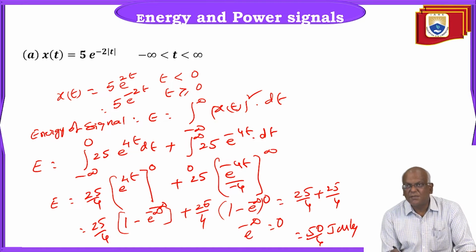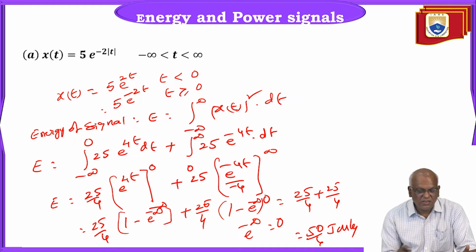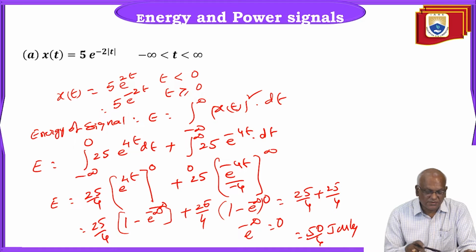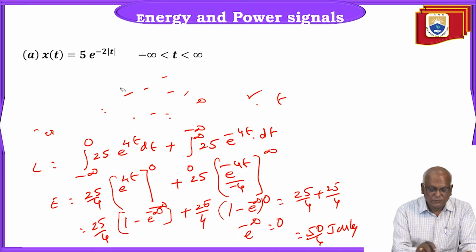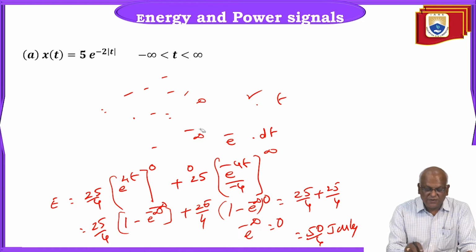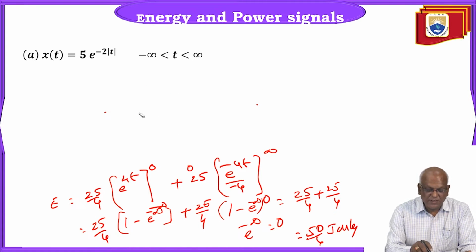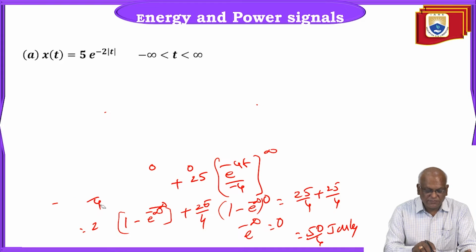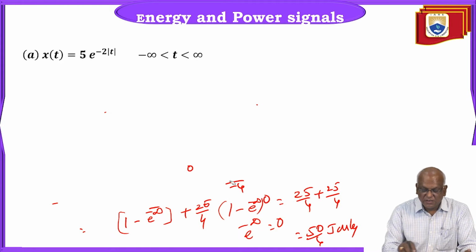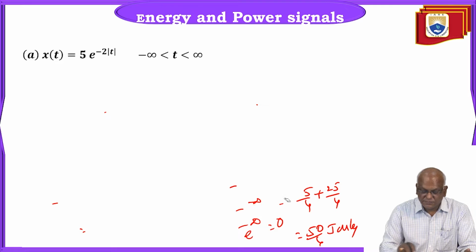Next, we want to find out the power of the signal. What is the average power? The average power of the given signal can be defined in a limiting sense. We call it the P average value. That is defined like this.